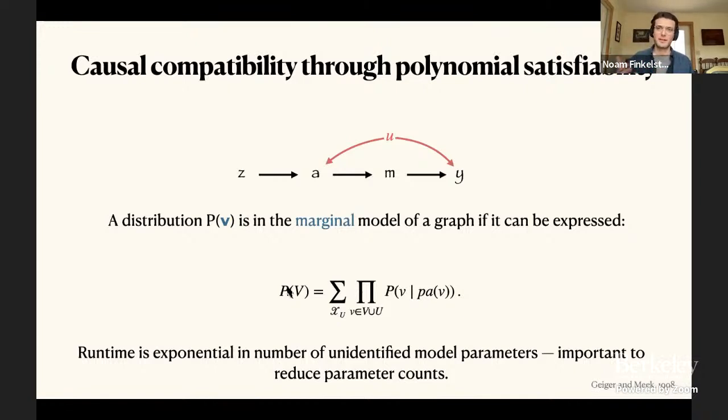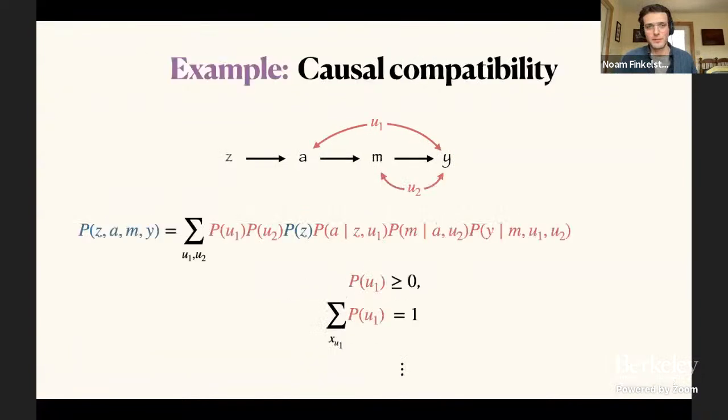And so that's why we're trying to reduce the number of unidentified model parameters in all these ways that I've described. So let's just look at a quick example of that. I guess I'm running low on time, so I won't go through this in detail, but this is just the polynomial system that I described, where unidentified model parameters are given in red, identified ones are in blue.